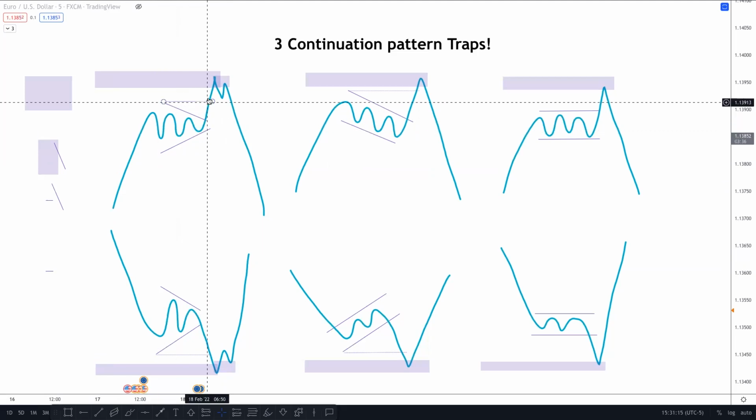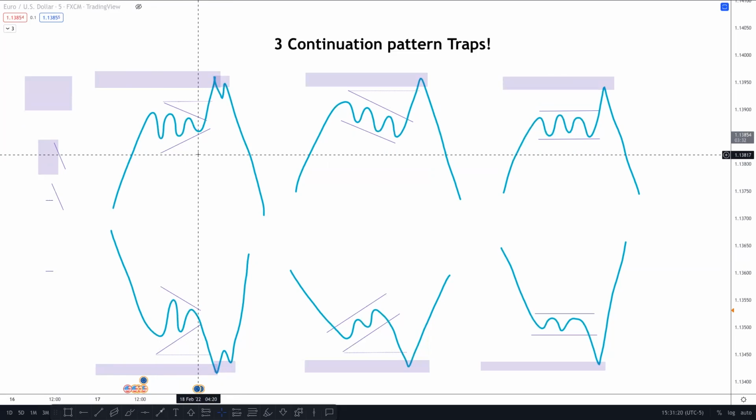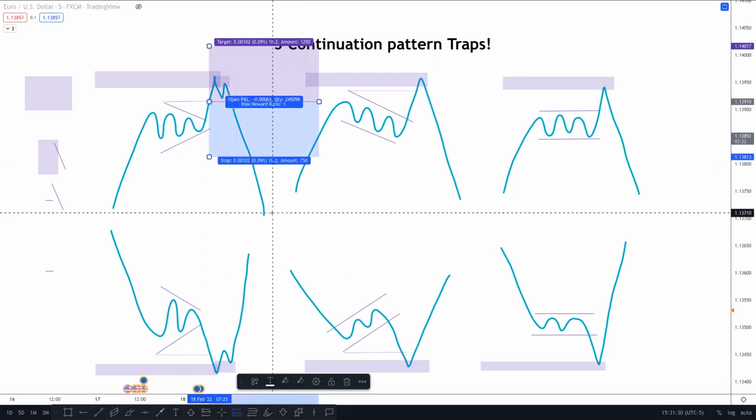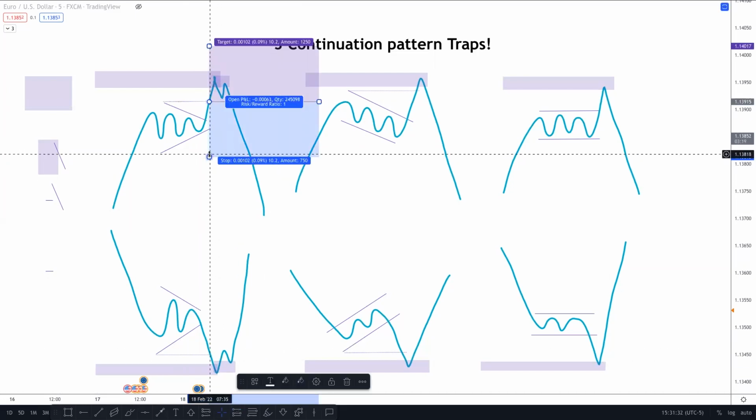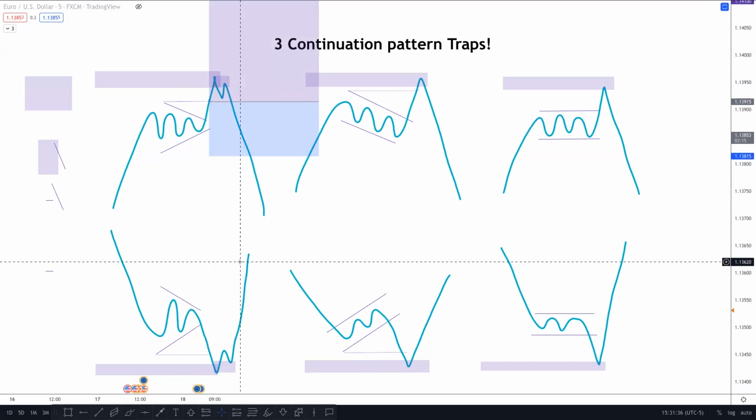And as soon as we breach the highs of that pennant, we can assume the continuation of that move from a retail perspective. Now, that is what retail is seeing and that is what retail is hoping for, because what retail is doing is their buy stops are sitting right above this pennant, right? Their stops are sitting right here, and they're looking to go long, right?